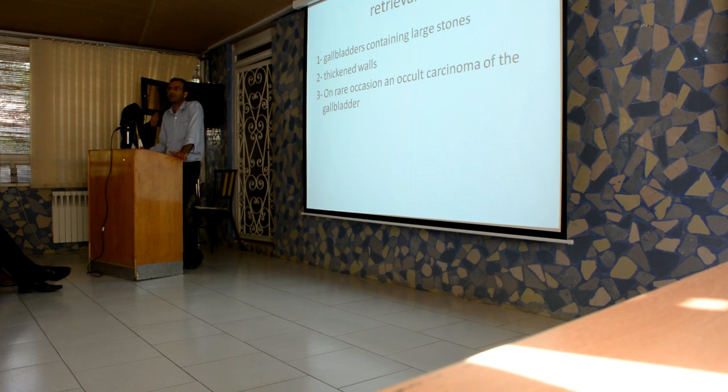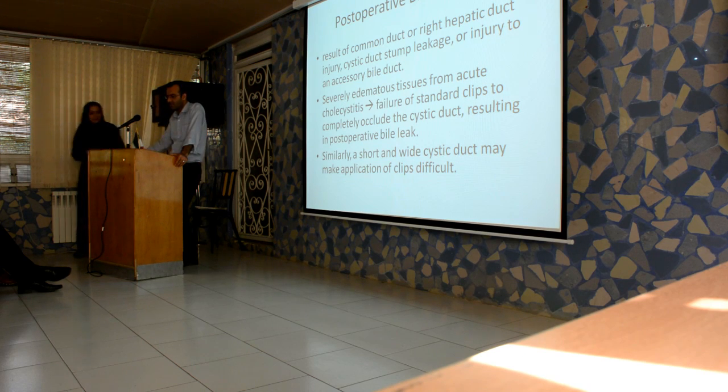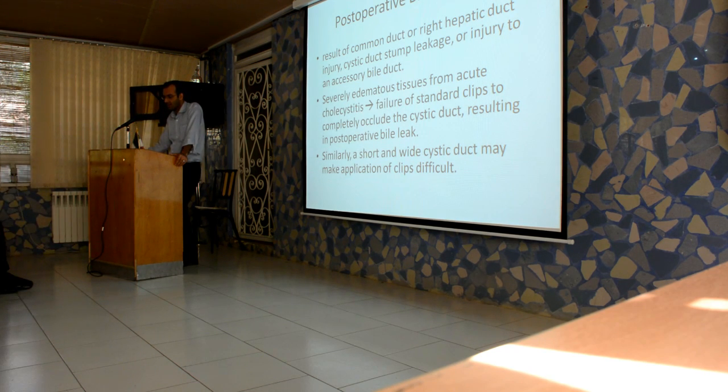Due to portal site bile leakage, this is the result of common duct or right hepatic duct injury, cystic duct stump leakage, or injury to an accessory bile duct. If there is severe edematous tissue from acute cholecystitis, failure of standard clips to completely occlude the cystic duct results in operative bile leakage. So for prevention of this complication, if the cystic duct is edematous, use another clip or suture ligation.